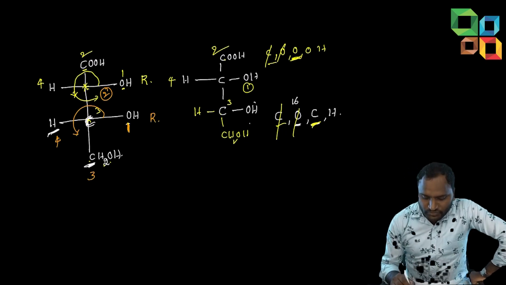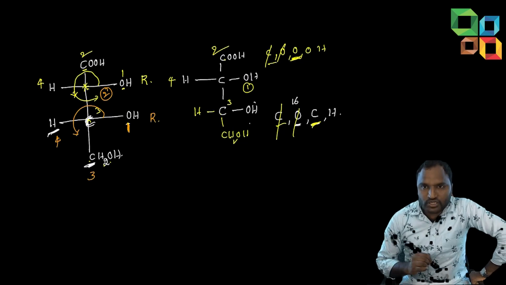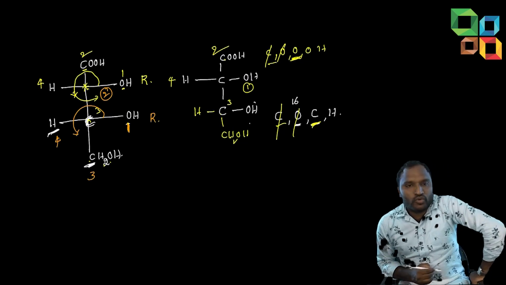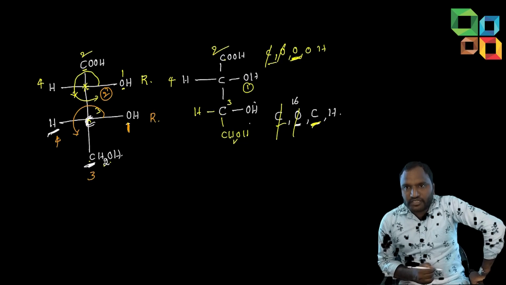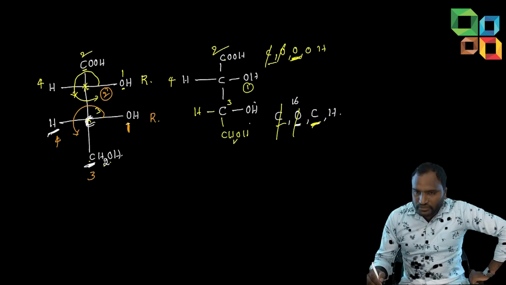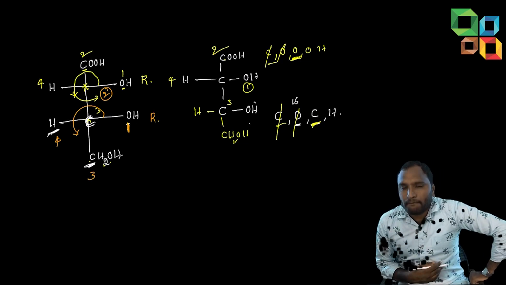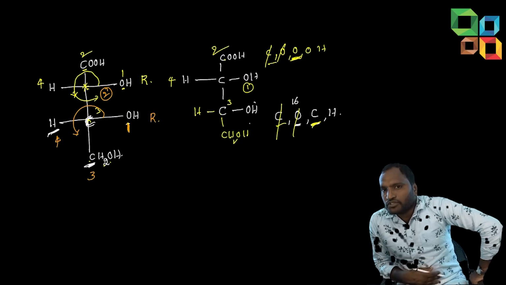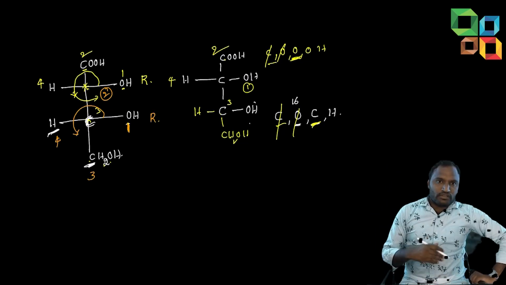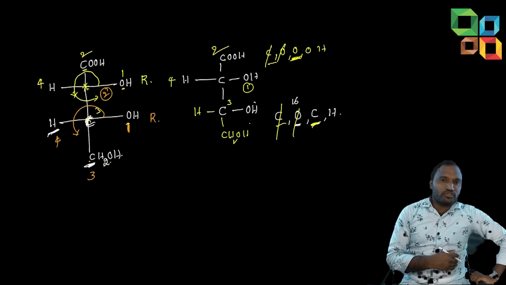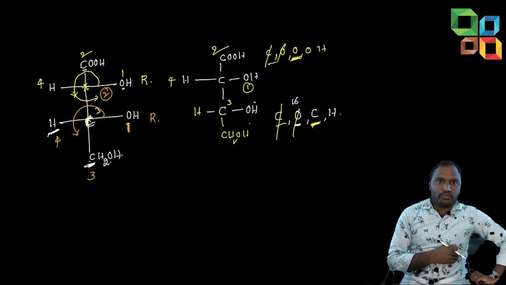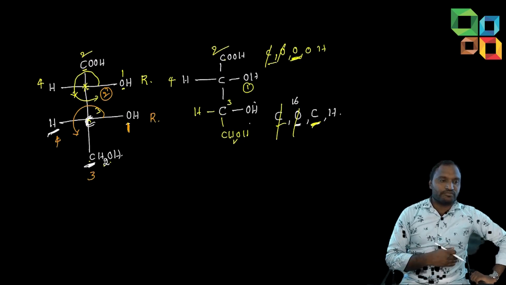Okay, so if you give numbering 1, 2, 3, the second carbon is getting R configuration, the third carbon is also getting R configuration. Is it possible only with chiral carbons? Yes, only compounds with chiral carbon atoms can rotate plane polarized light. This is about optical isomerism.